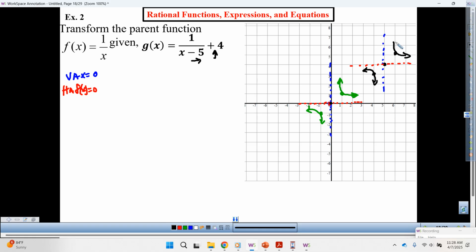Let's double check to see if he's right. From the center, we go 1 to the left, 1 down, 1 to the right, 1 up. Yes, there they are. We got it, right? All right, send me your notes, please.